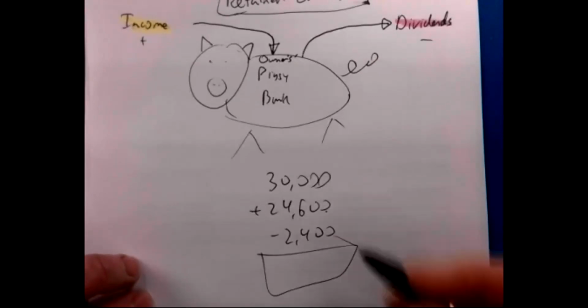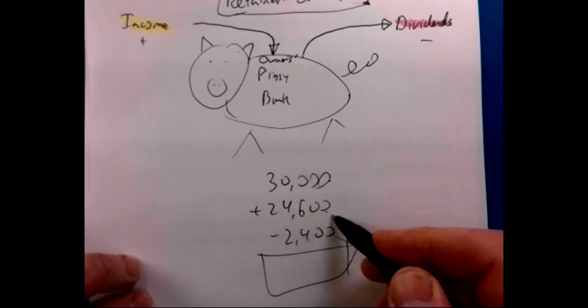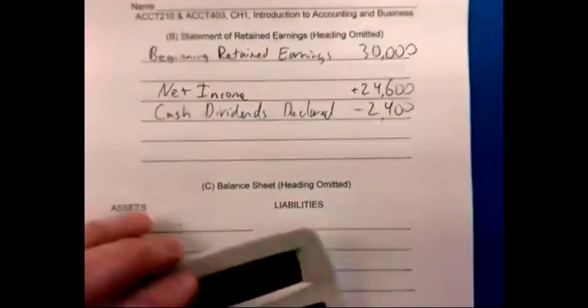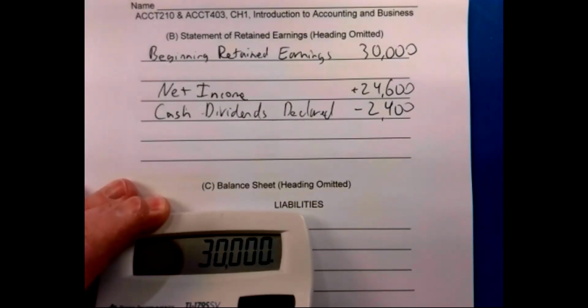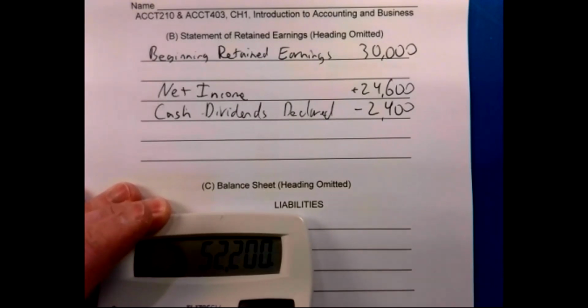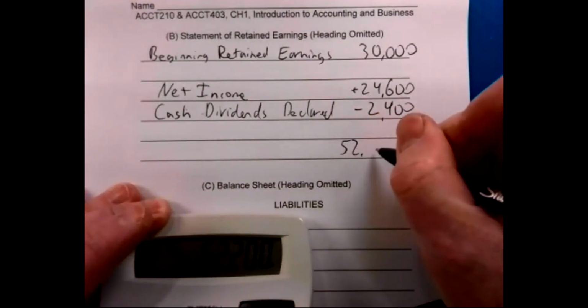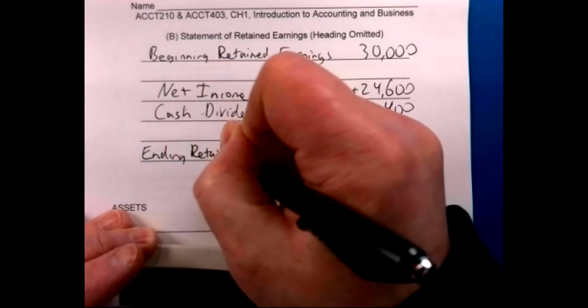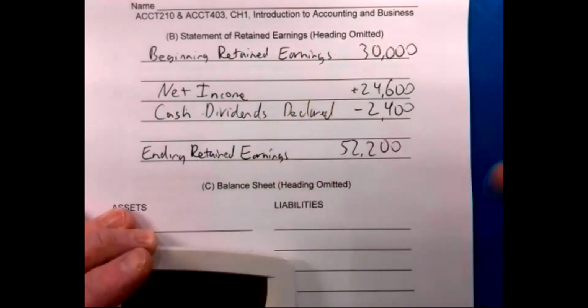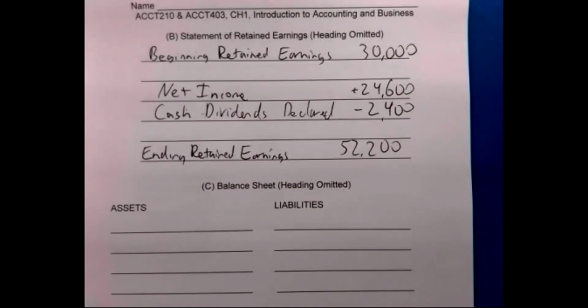So whatever that comes out to, that'd be what's left over in the piggy bank. 30,000, you added 24,600, you took out 2,400. Whatever's left over will be left over in the owner's piggy bank. That's all we're doing here. How much do the owners have still left in that piggy bank? Mr. Calculator. 52,200. So this will be our ending. So our ending retained earnings is what's left in that.